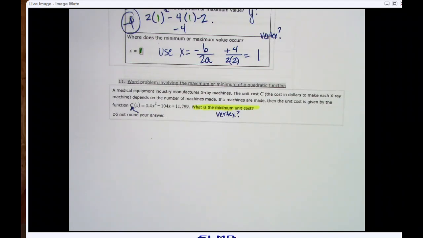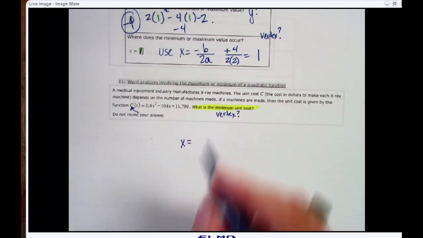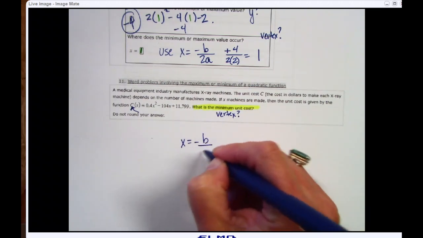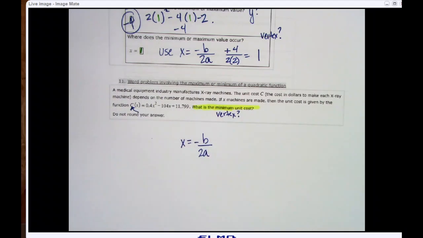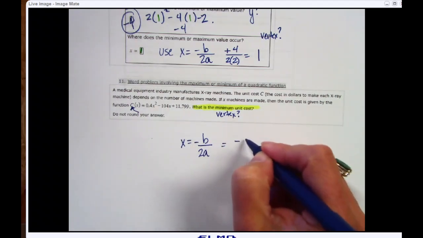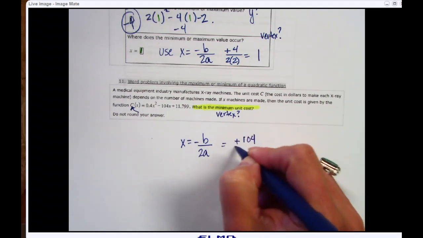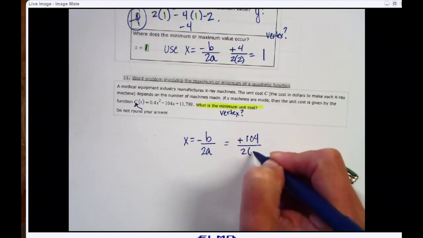So to find the y value, what do I have to know? I've got to know the x. We're just going to use x equals negative b over 2a. With these, you're going to get ugly answers. You just are. So negative 104 over 2 times 0.4.